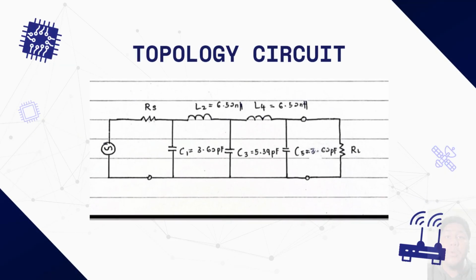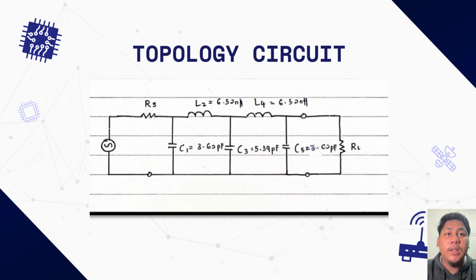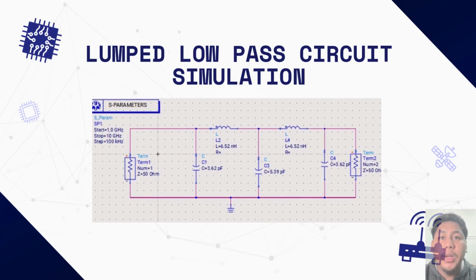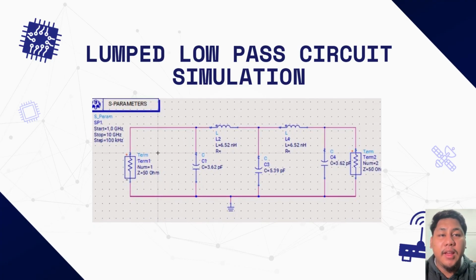Here we see the topology of our lumped low-pass filter. This is a fifth order Chebyshev filter using a ladder network configuration. The circuit alternates between series inductors and shunt capacitors, following the g values we calculated earlier. This slide shows our lumped low-pass circuit simulation in ADS. You can see the schematic with the actual component values calculated from our prototype parameters. The series inductors and shunt capacitors are arranged in the ladder topology.